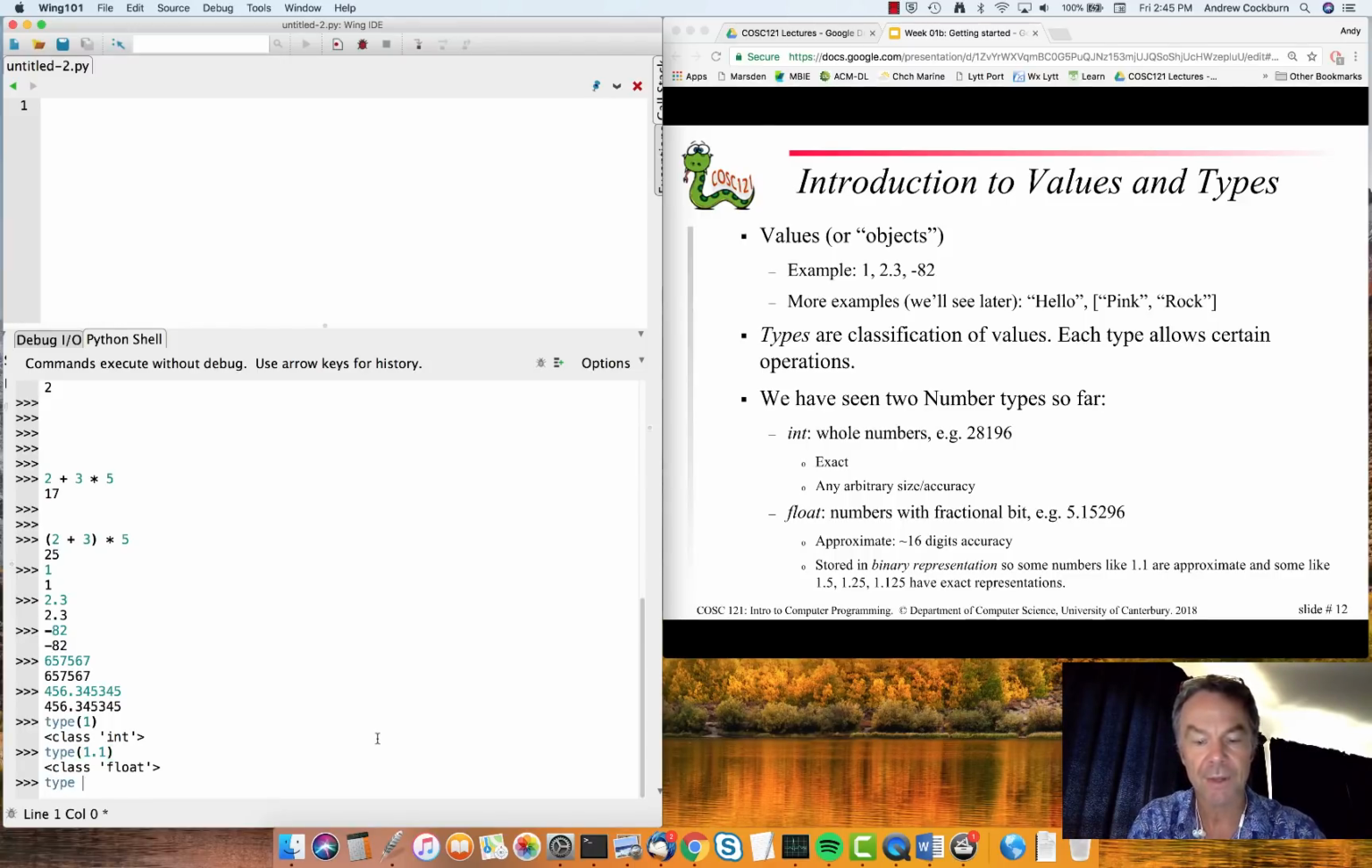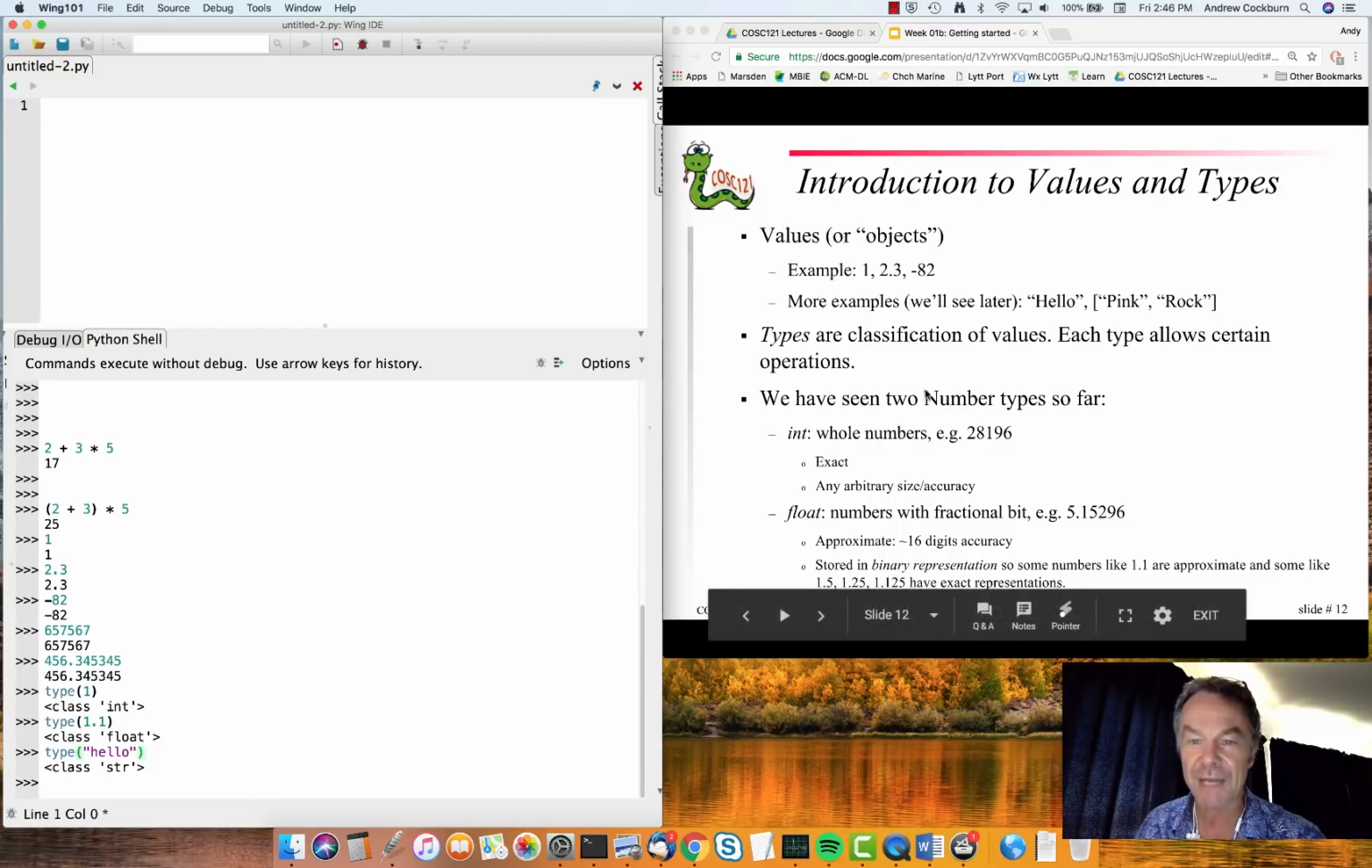I could say type hello. We haven't introduced strings yet, but look at this. It's telling me that it's a class string. So all of these values, hello is an object, 1 is an object, 2.3 is an object. These values are objects, and those objects have types associated with them. Every type permits a certain set of operations. Much more on this later. We're sort of looking forward to the future now. But so far, let's focus back to the slide.